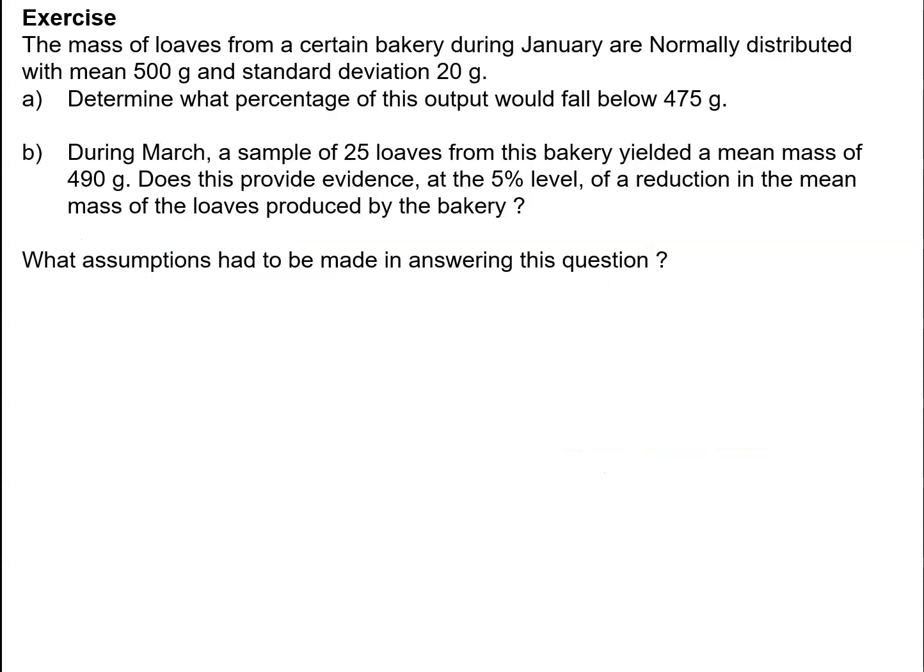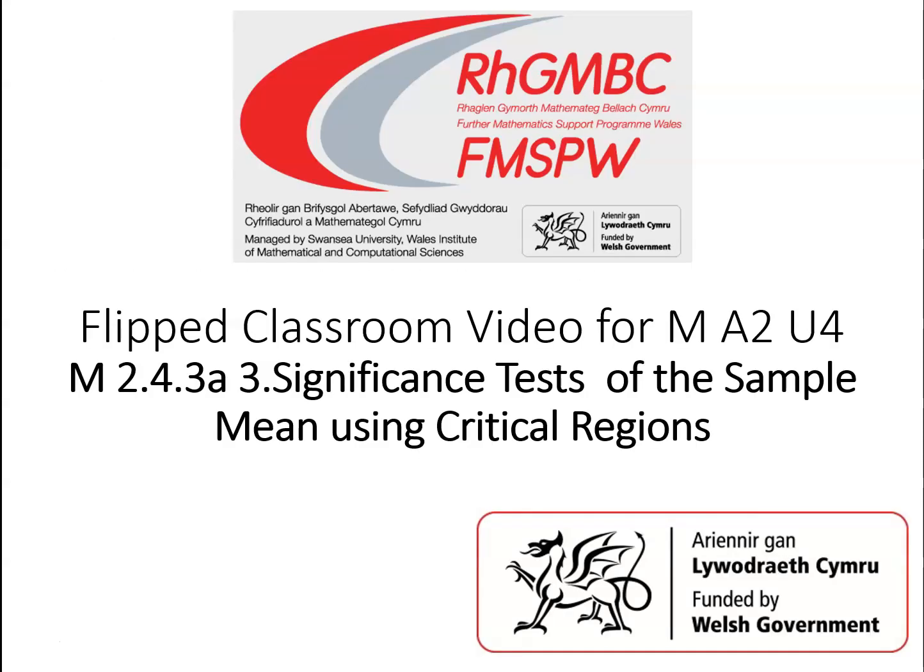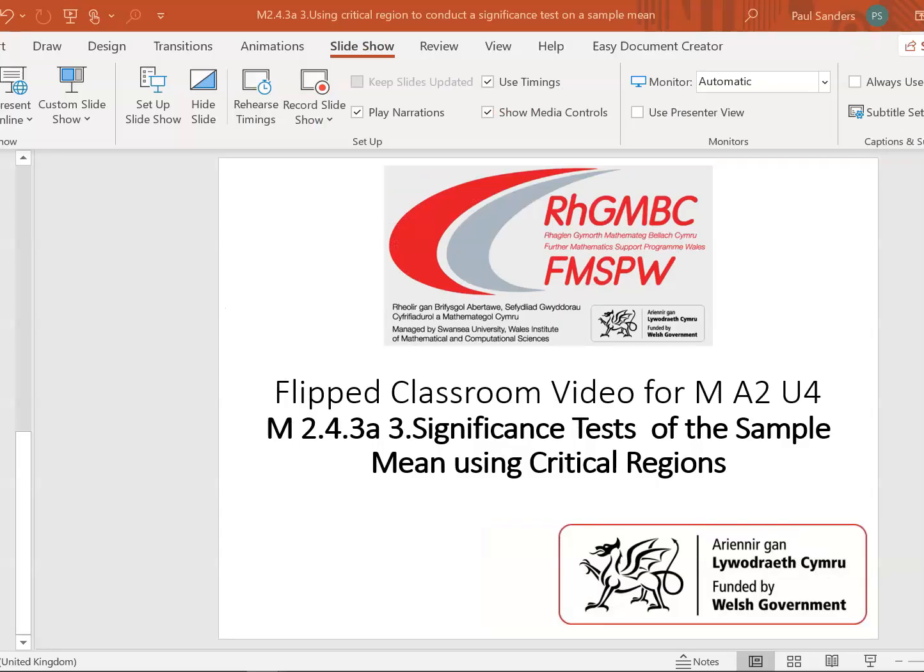To finish this video off then, there is an example here for you to do. So pause the video, have a go at this example and take your solution along to your next lesson. And in the next video, we'll be having a look at Type 1 and Type 2 errors for significance tests using the sample mean.